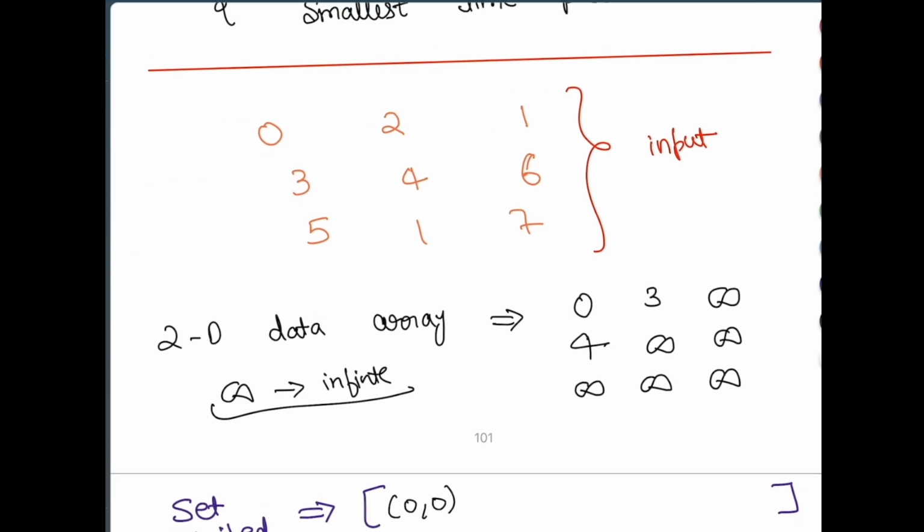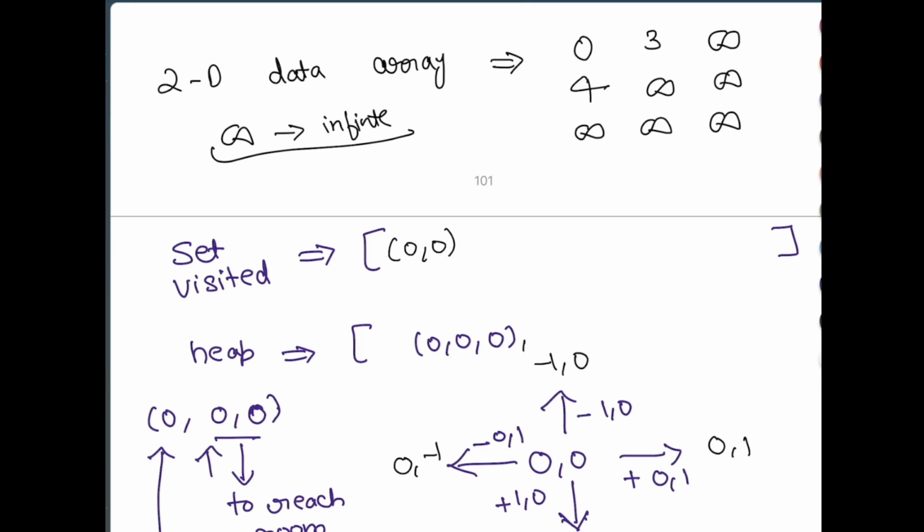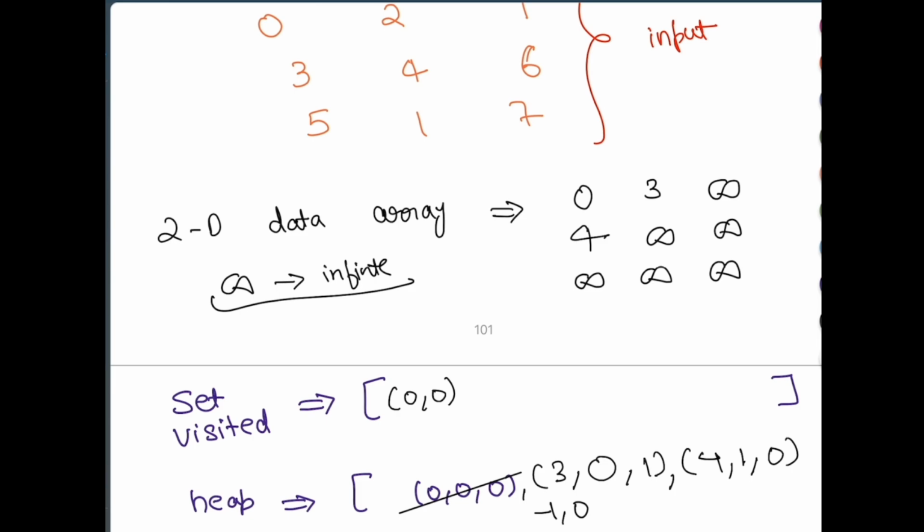Now, while we add this data, we are also going to add the data in the heap as well. So we are going to say, okay, we took 3 seconds to reach room number 0, 1 and we took 4 seconds to reach room number 1, 0. So that once you process this data, it is out of your heap. Next time you also process these two data, that is when you are at the point 0, 1 and when you are at the point 1, 0. And this is going to continue.